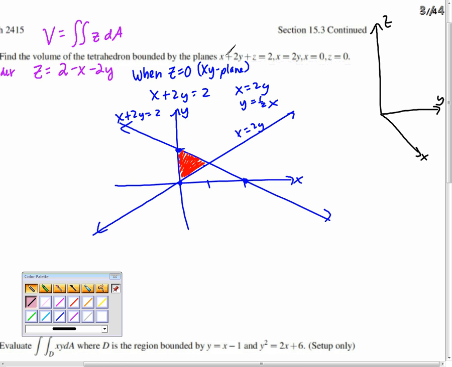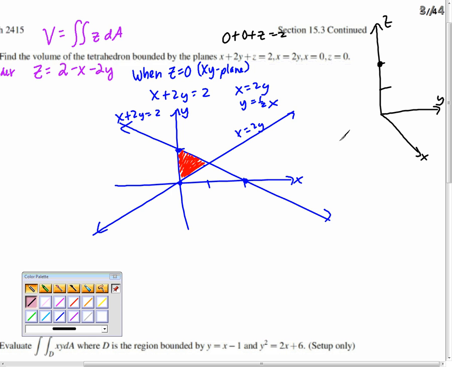If I'm looking for z, let x be 0 and y be 0. I get 0 plus 0 plus z equals 2, so I get the point (0, 0, 2). We're trying to figure out where it crosses that axis, which is why they slant.